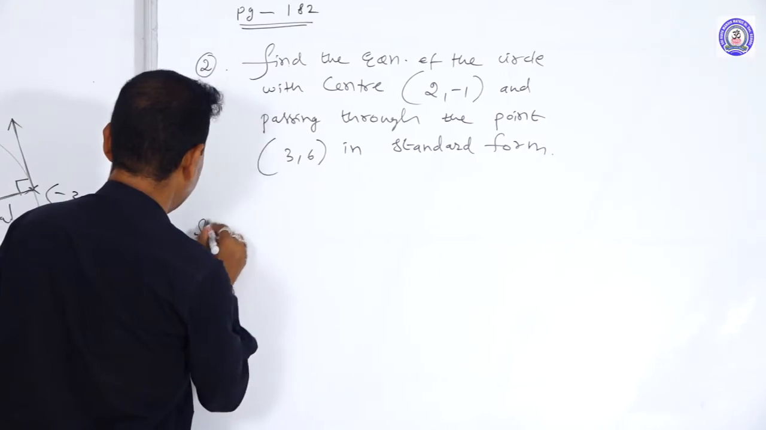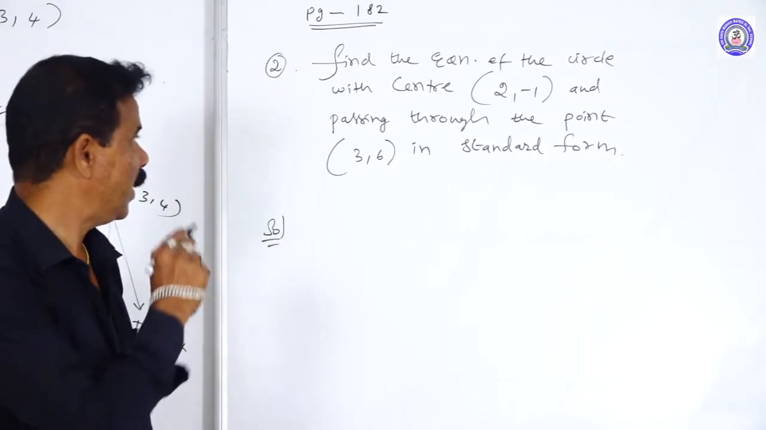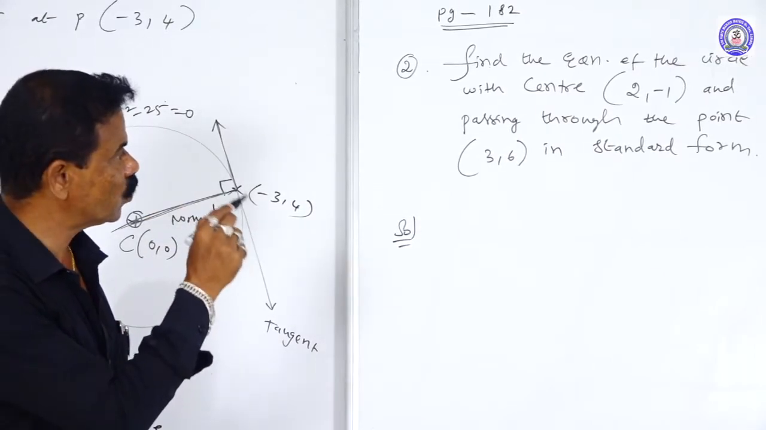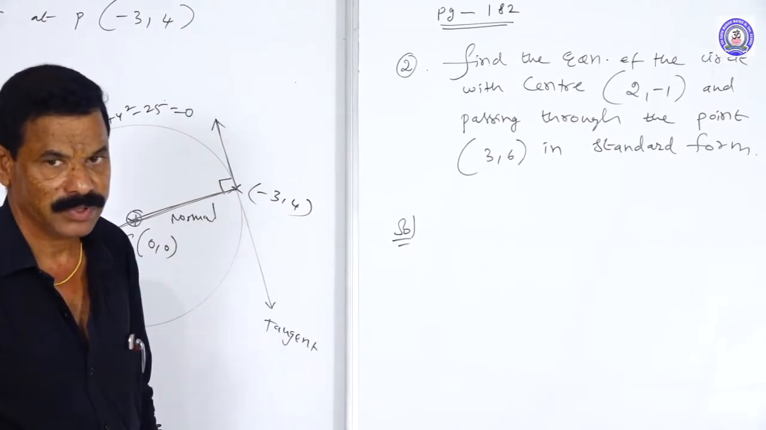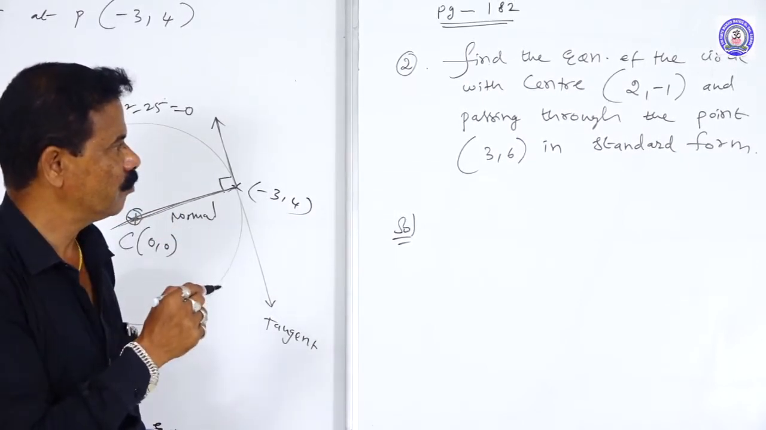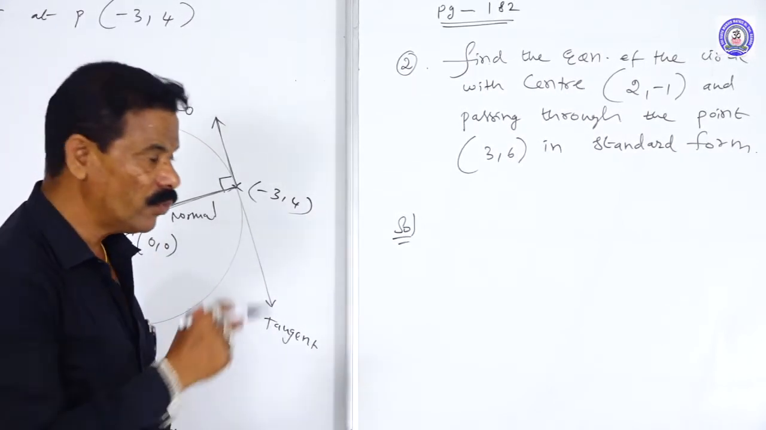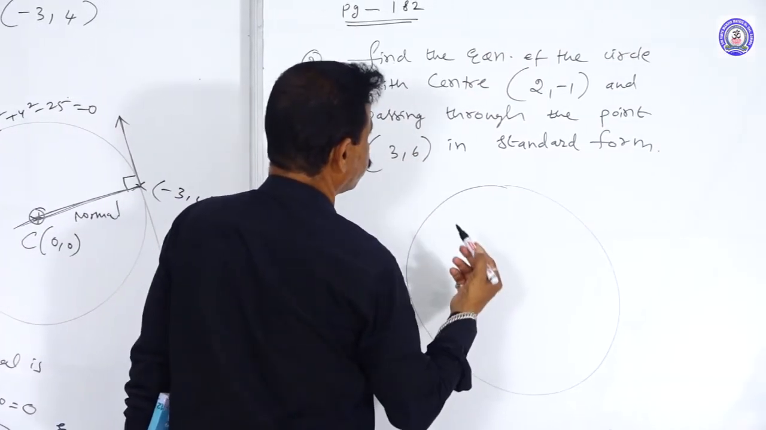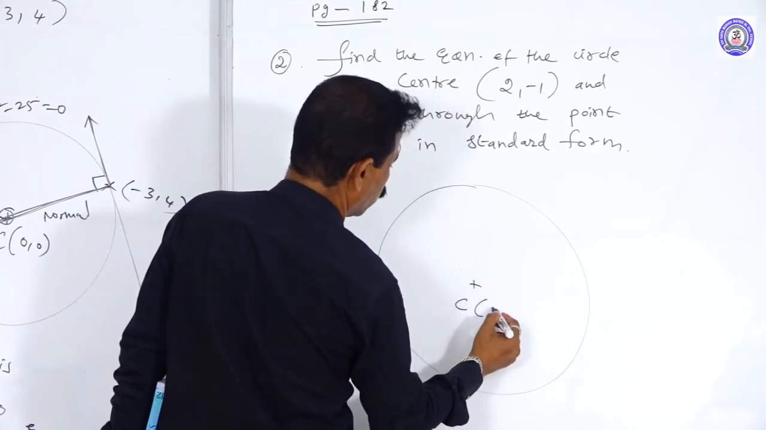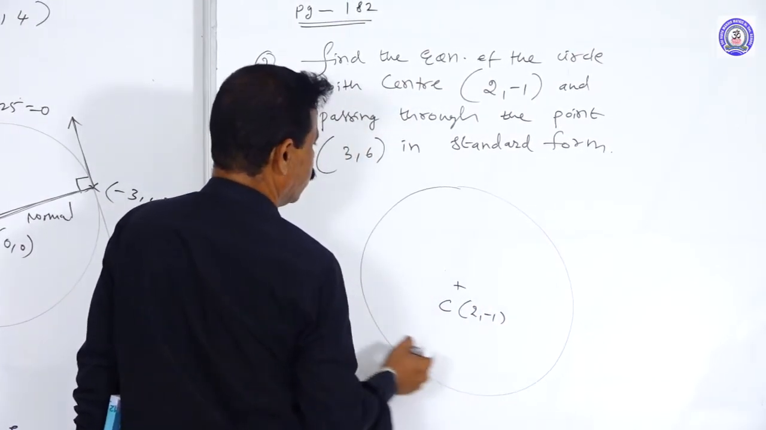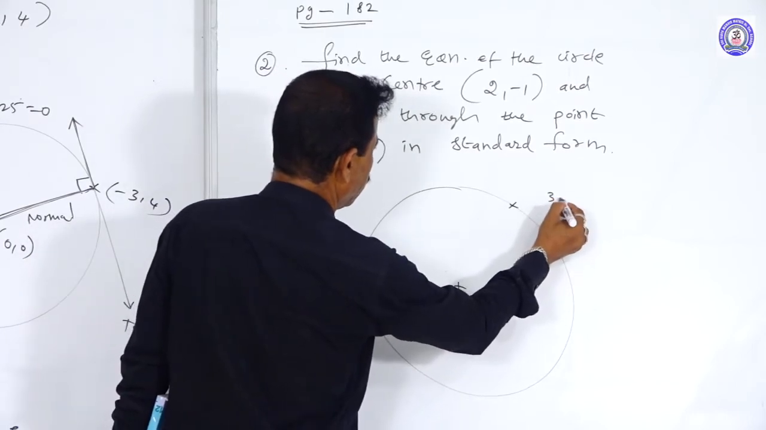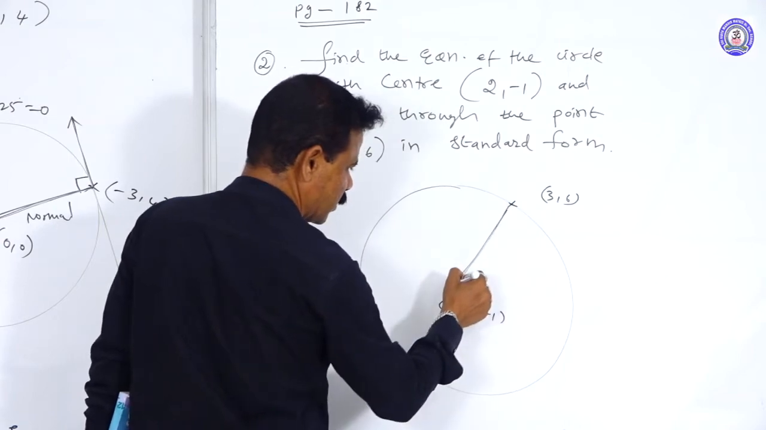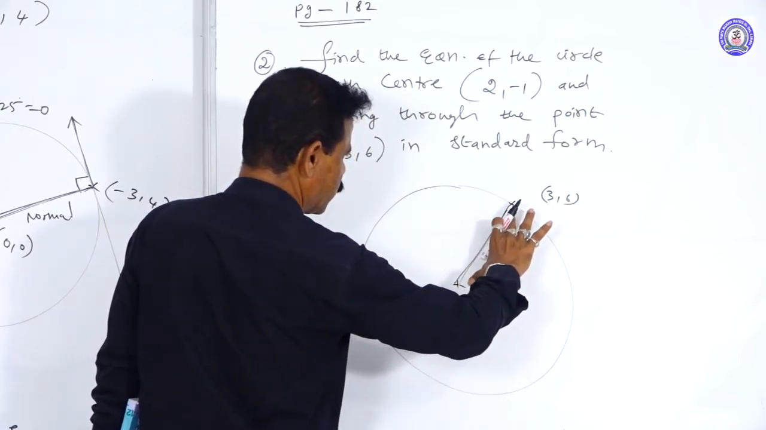Okay, solution. Find the equation of the circle with the center 2 comma minus 1 and passing through the point 3, 6 in standard form. Center is given but radius is not given. We find the radius first. So this is the circle, center 2 comma minus 1 given. This circle passes through the 3 comma 6 point. That distance, this distance is r.